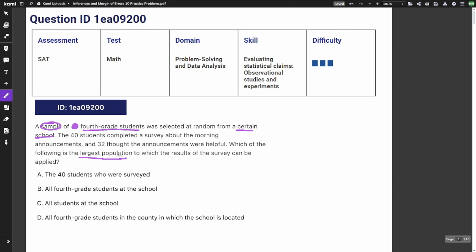So let's look at our answer choices. The 40 students, don't care about the number, so it's not A. 4 grade students at the school. Yep, so our answer is B. C, all students. Nope, it's only going to be these 4 grade students. And then D, all 4 grade students in the county. Nope, it never talked about the county. So our answer is B.